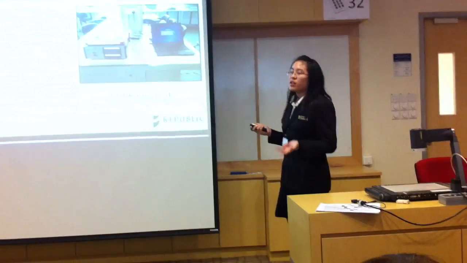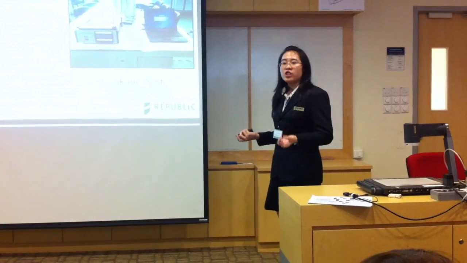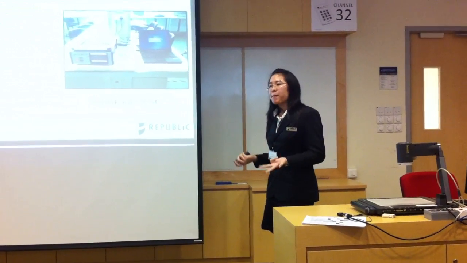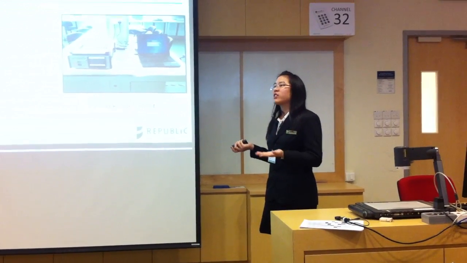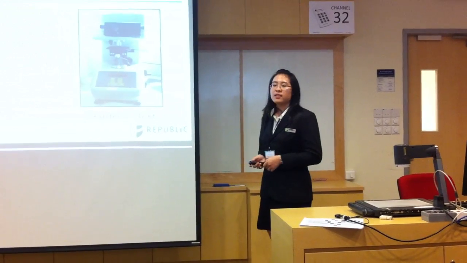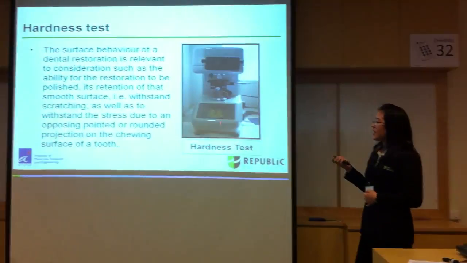And this will result in a volume change, in a change in dimension, meaning shrinking, it becomes smaller, causing gap debonding, and also may cause secondary caries. So, another one is the hardness test. This is a Vickers hardness tester.